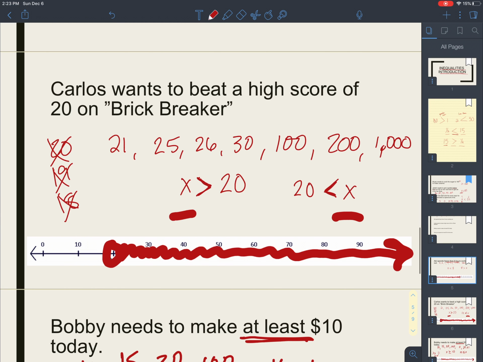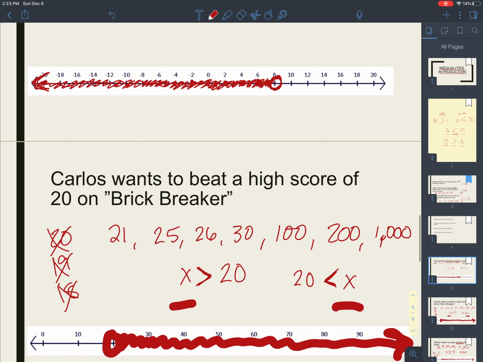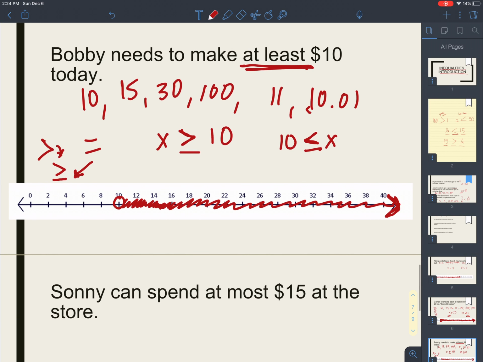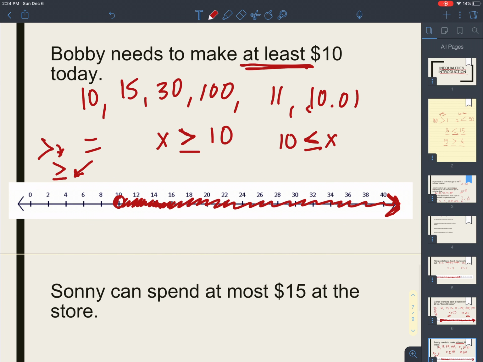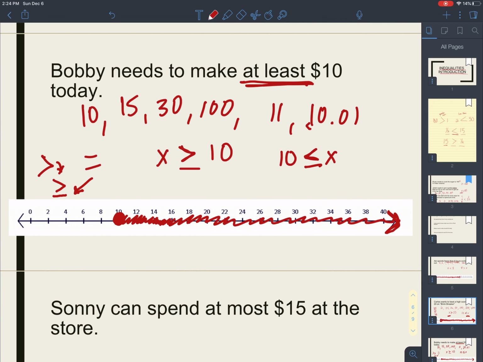So unlike these, we were not including 20. We were not including 8. So we did not bubble them in. We did not include them or shade them. But here, we want to include 10, so we're going to color that dot in so we know that number is included in our solution set. So that's greater than or equal to.